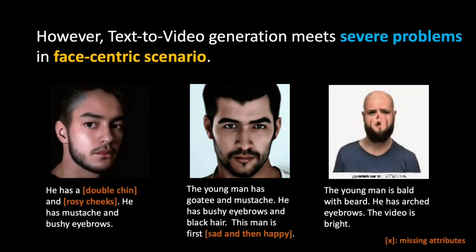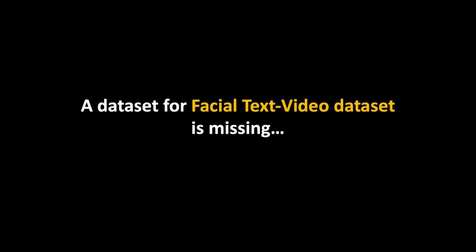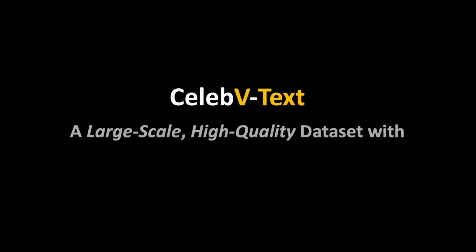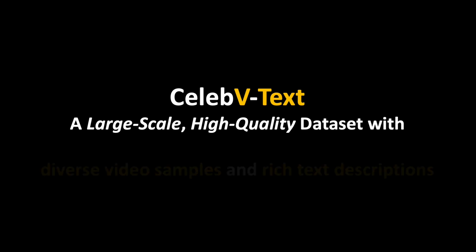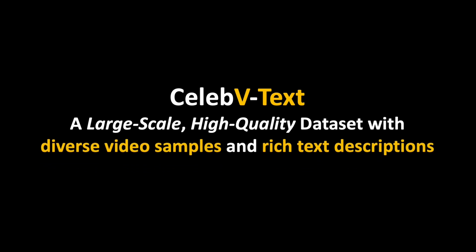However, state-of-the-art generation methods meet severe problems in face-centric scenarios. Given input texts describing facial attributes, the generated videos are not highly relevant to the texts, missing either static attributes, dynamic attributes, or the generated face quality is quite low. We attribute the reason to the text descriptions. Hence, we propose our new dataset, CelebV-Text, a large-scale, high-quality dataset with diverse video samples and rich text descriptions.